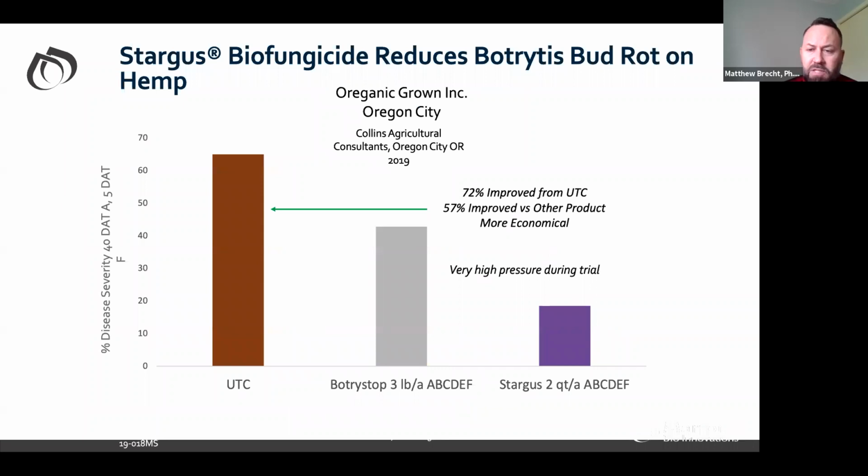Stargus biofungicide reduces botrytis bud rot on hemp. Again, we tried this on hemp outdoors, and you can see that the percent disease severity went from 65% down to 15% at this Oregon-grown location. Next, please.